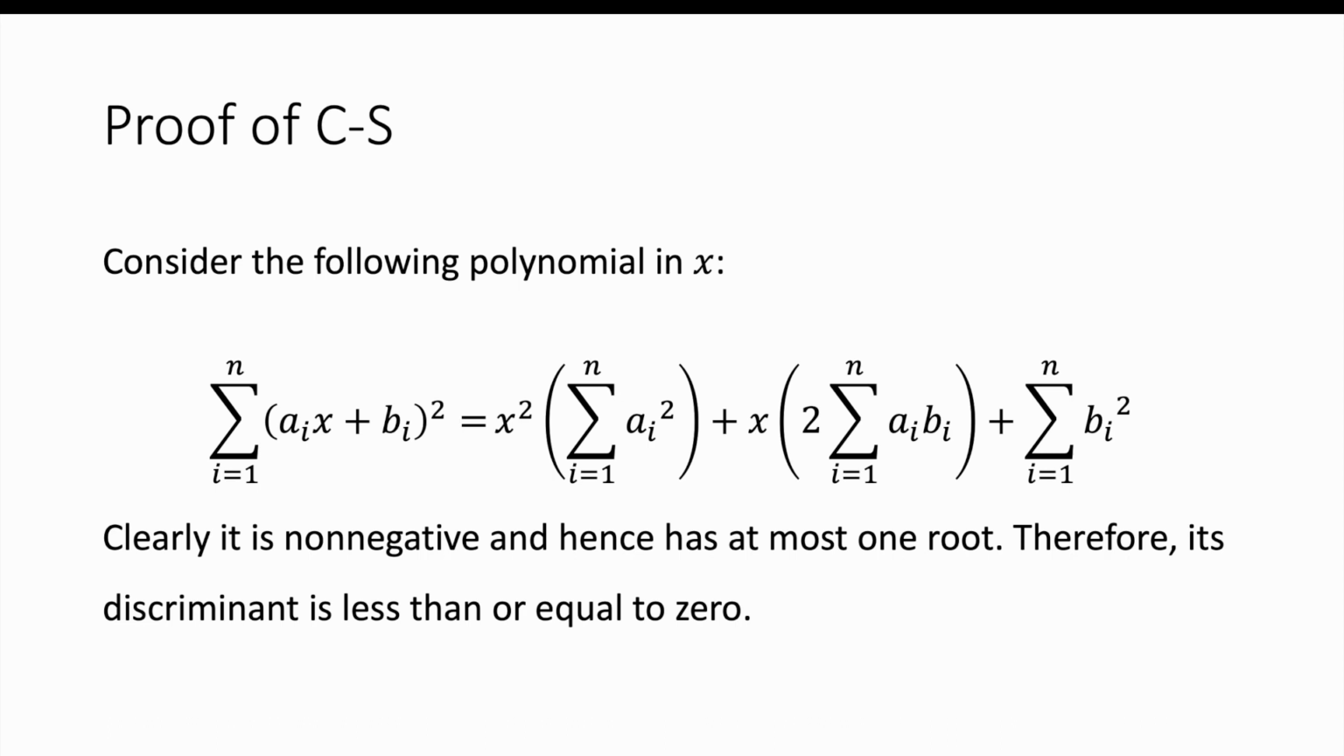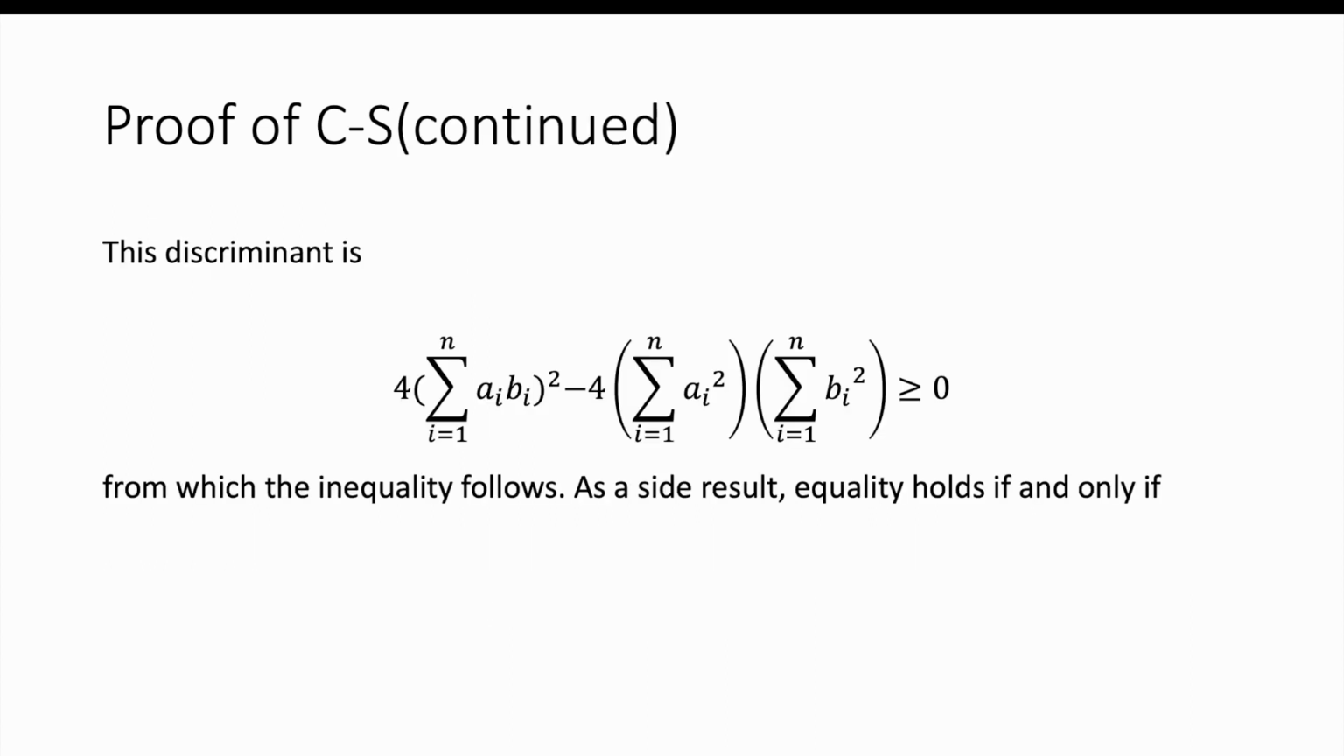We note that the polynomial, as a sum of squares, is non-negative, hence it has at most one root, and therefore its discriminant is less than or equal to 0. This discriminant is the expression given below, and from this inequality the Cauchy-Schwarz inequality follows.